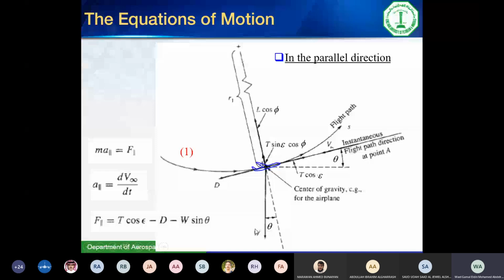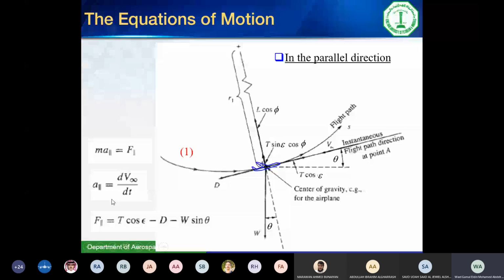Then the weight, which is downward, has an angle between it and the direction that I'm writing the equation in, the parallel direction. This angle here is the complement of theta. So the component of W here, if this is W cosine theta to the right, then W sine theta to the left. So it will be W sine theta backward. So I have T cosine epsilon minus D minus W sine theta. All of these are the forces. The lift doesn't contribute because it's normal to the flight direction by definition.